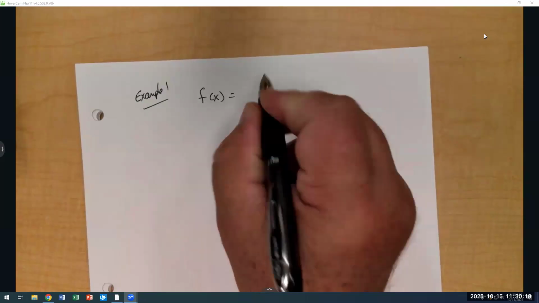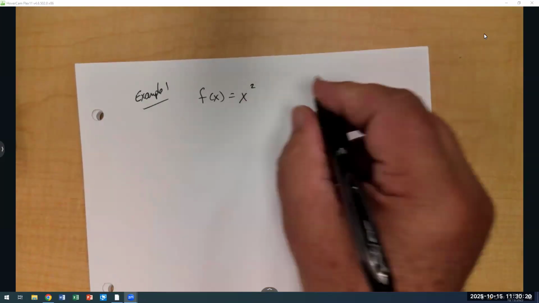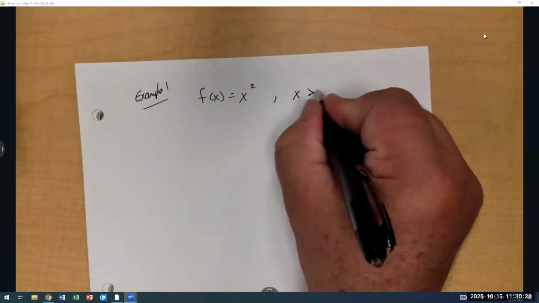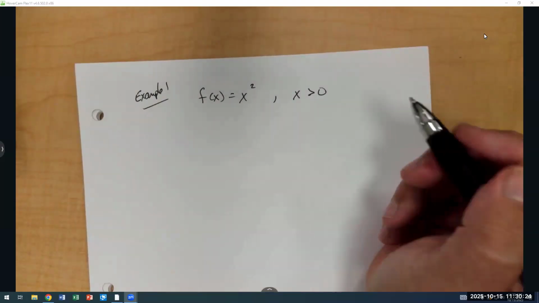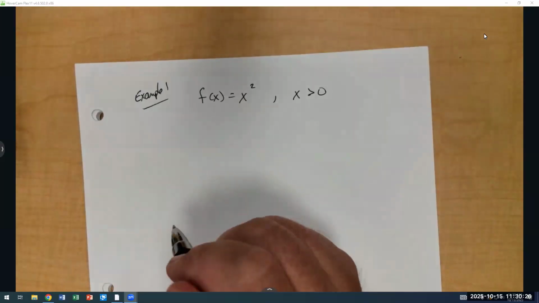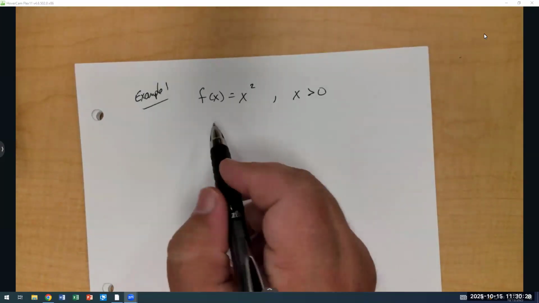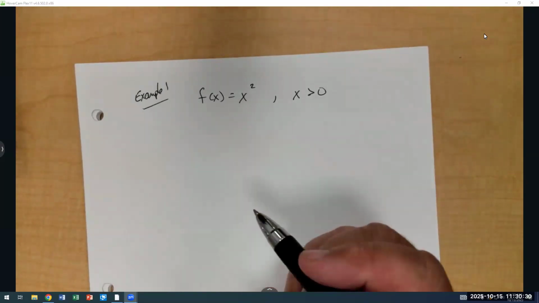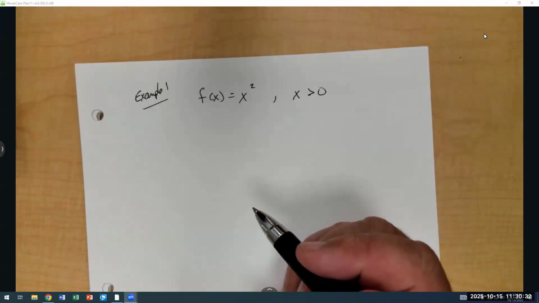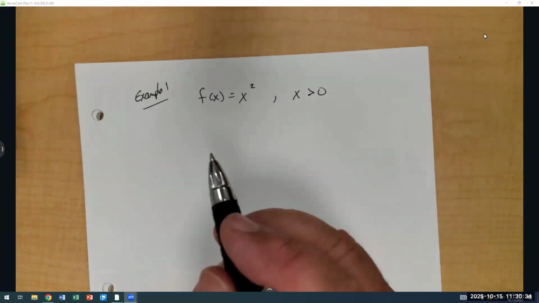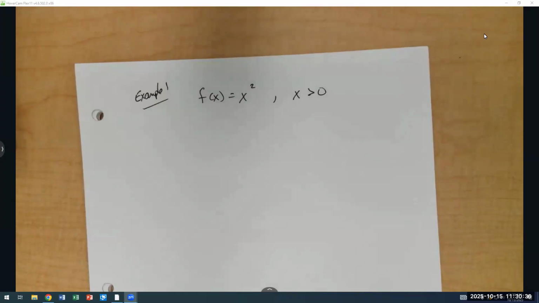The function x squared, when x is greater than 0, what is its inverse? What is its inverse? Square root.